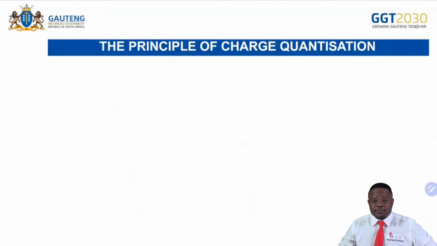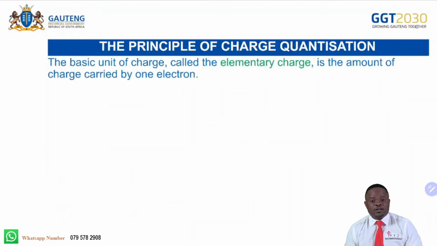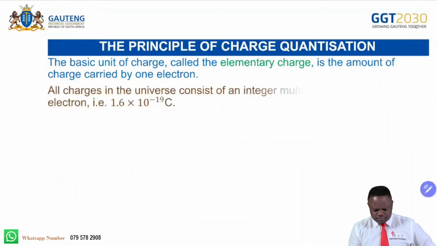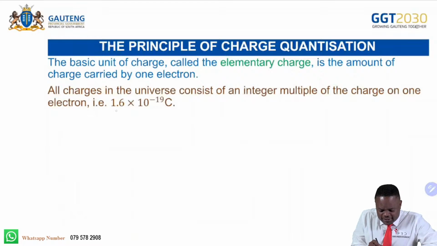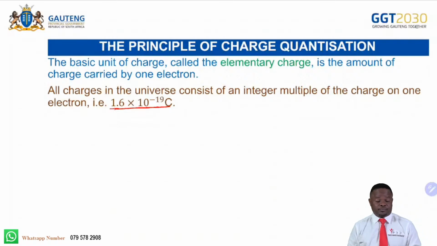Now, the next aspect that we'll want to look at is the principle of charge quantization. We're saying the basic unit, or the building unit, of our charge is called the elementary charge. This is the amount of charge that is carried by a single electron. What is that unit of charge? How much charge is carried by a single electron? A single electron carries a charge of negative 1,6 times 10 to the power negative 19 coulombs. That is the amount of charge carried by a single electron.